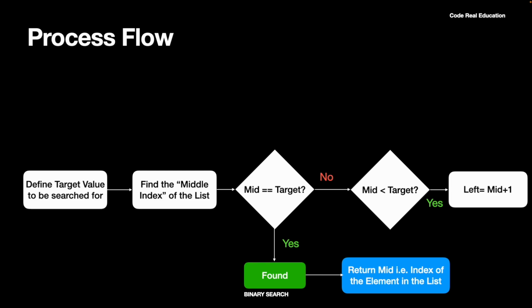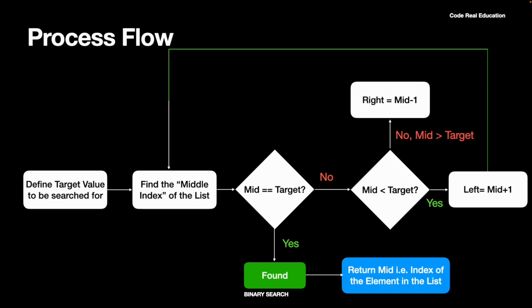Now if the mid value is actually greater than the target, then what do we do? We basically say, all right, if the mid value is greater than the target, then we're going to be ignoring the right part of the list. So for that, we change the right variable, which is right equals mid minus 1, and that's how you ignore the right side of your list. And after either of these steps, you again go through finding the middle value, which is mid, and then compare it with your target until your list has been exhausted or you found your value.